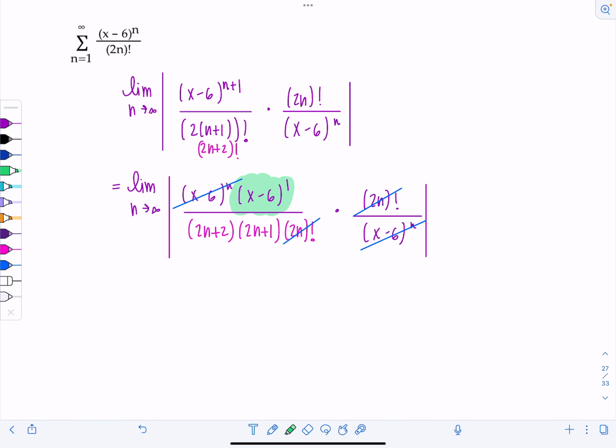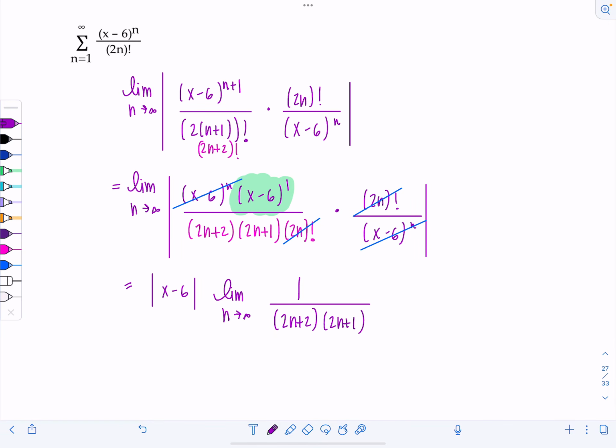So I'm going to keep the absolute value, take it outside the limit so I can just concentrate on the key players, right? And then we have the limit as n goes to infinity. Oh shoot, now there's just a 1 in the top over (2n + 2)(2n + 1). So this denominator is going to infinity. 1 over infinity is going to go to 0. This whole thing's going to 0.